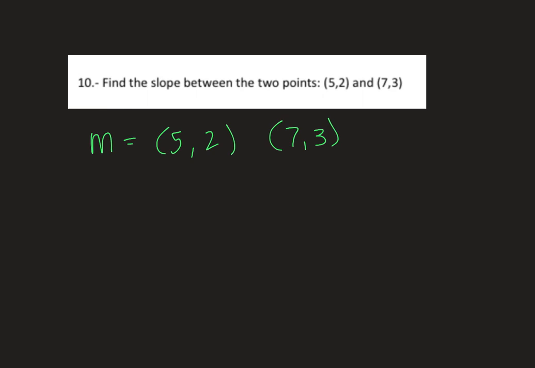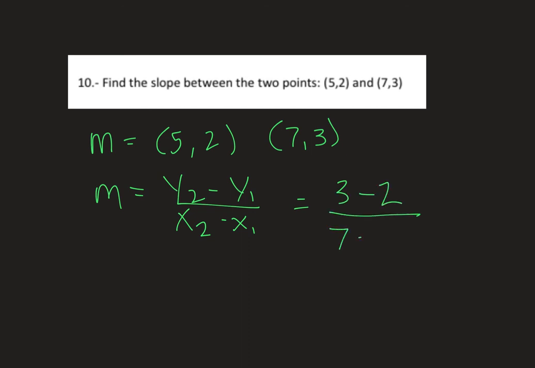And we have our slope formula: y2 minus y1 over x2 minus x1. So we plug those points directly in. So we have 3 minus 2 over 7 minus 5, which is 1/2. Now we'll just reduce that if we need to. In this case, we don't. So that is our slope.